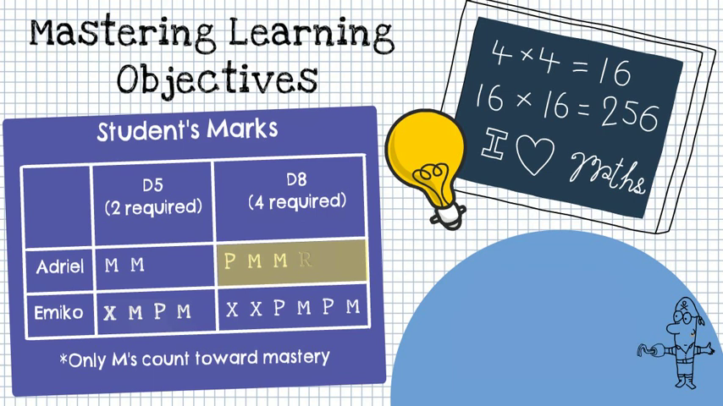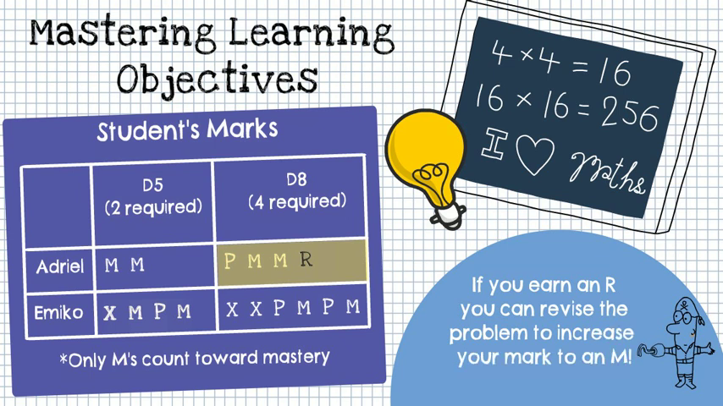Adriel's last mark was an R. This mark indicates that Adriel can revise his work for this last assessment to correct his mistakes and earn an M for this learning objective. If he decides to do this, he will only have to show mastery for D8 one more time. However, Amico often forgets about communicating her work clearly to others, and so she has not earned enough M's to show that she has mastered D8. She still needs 2 more M's.